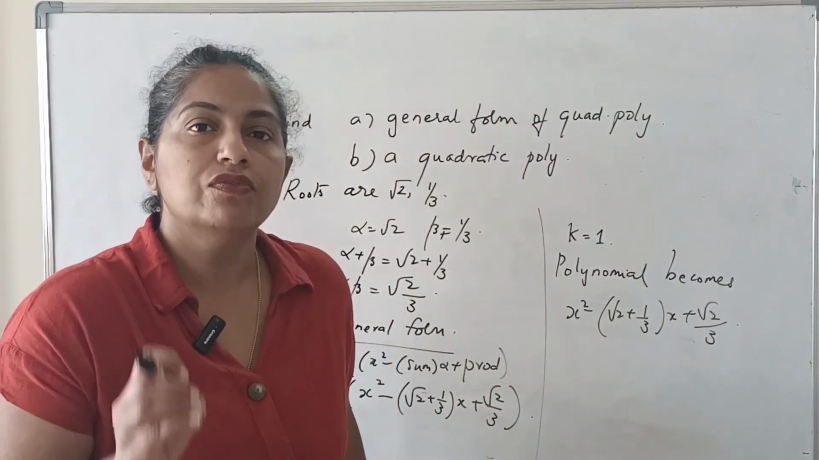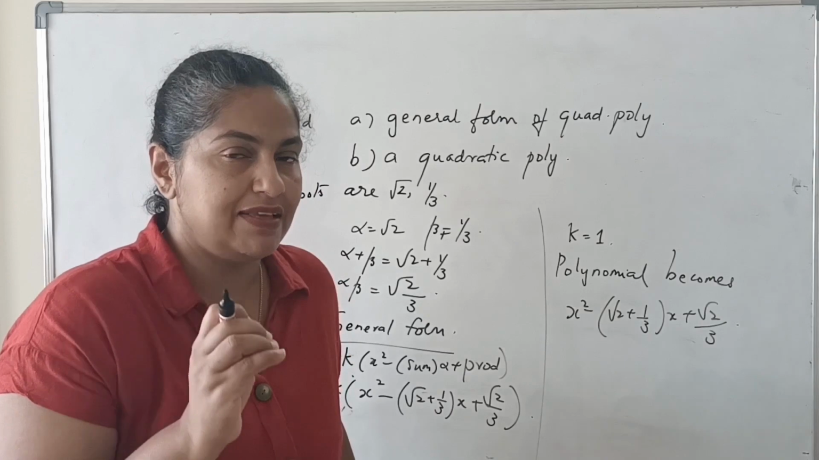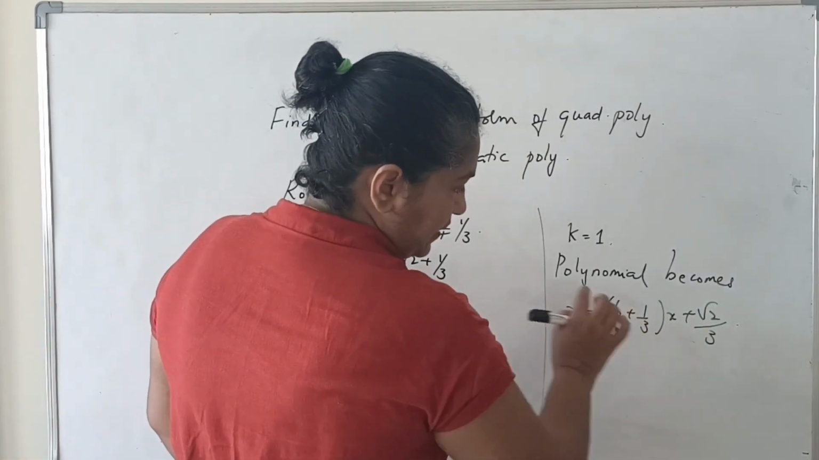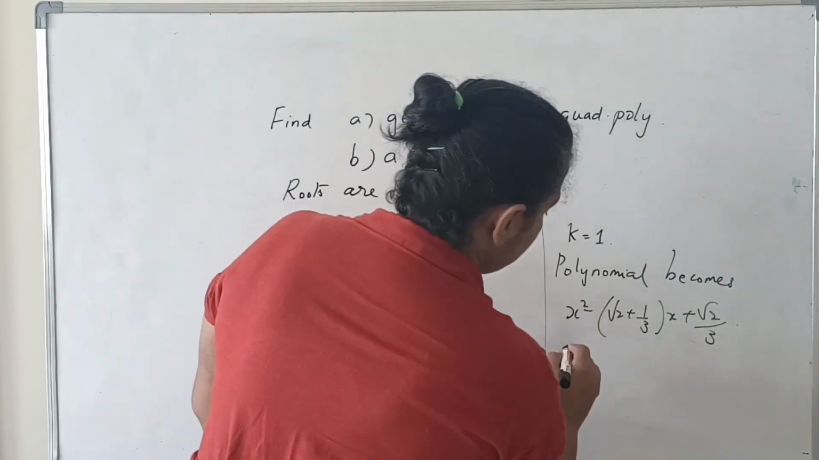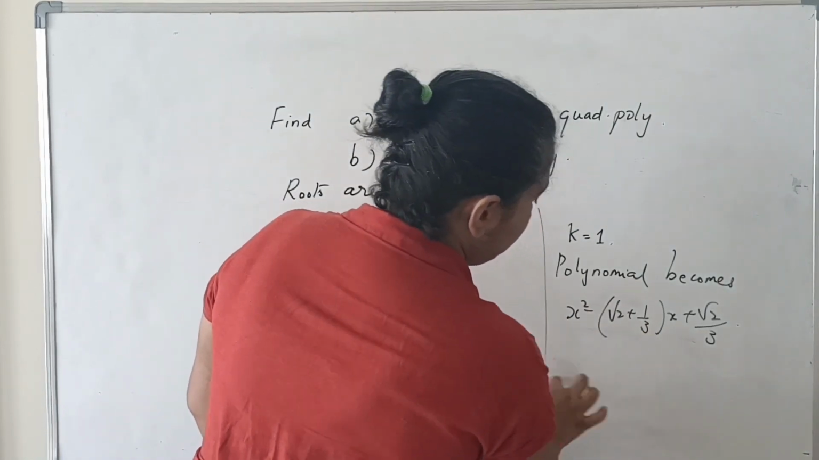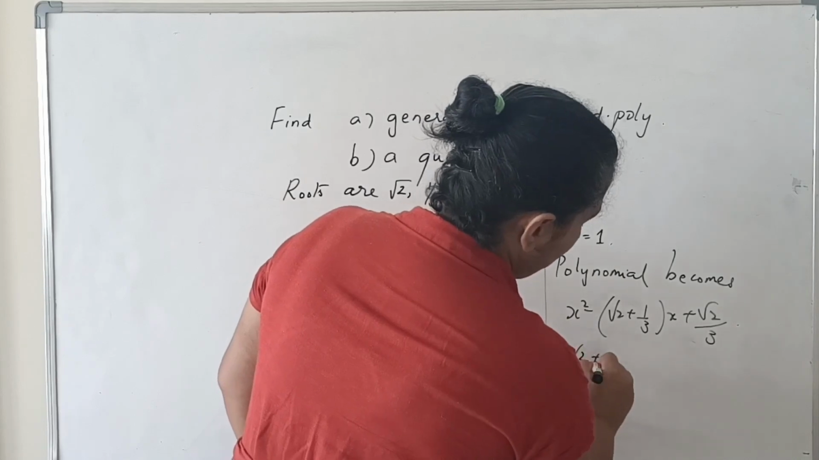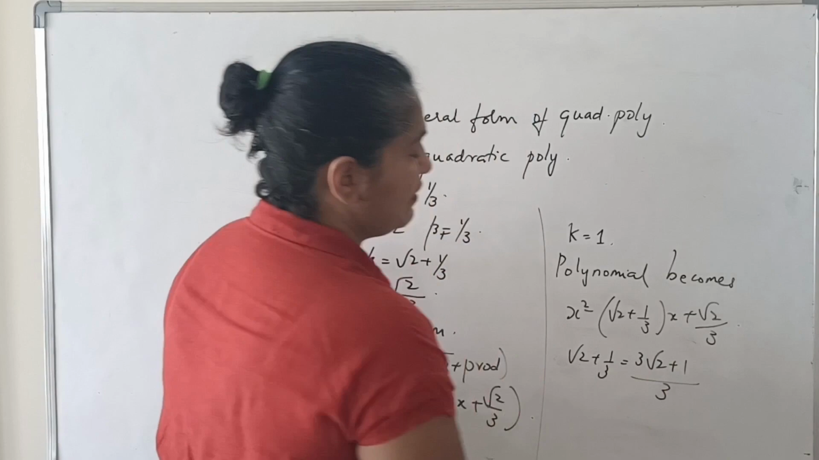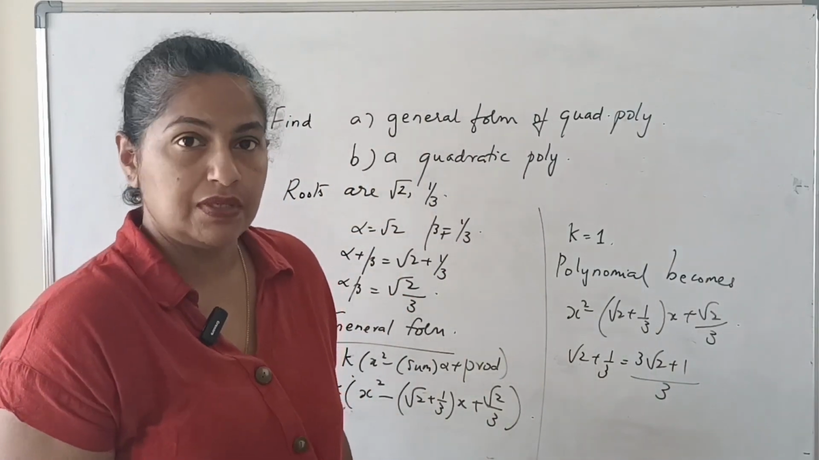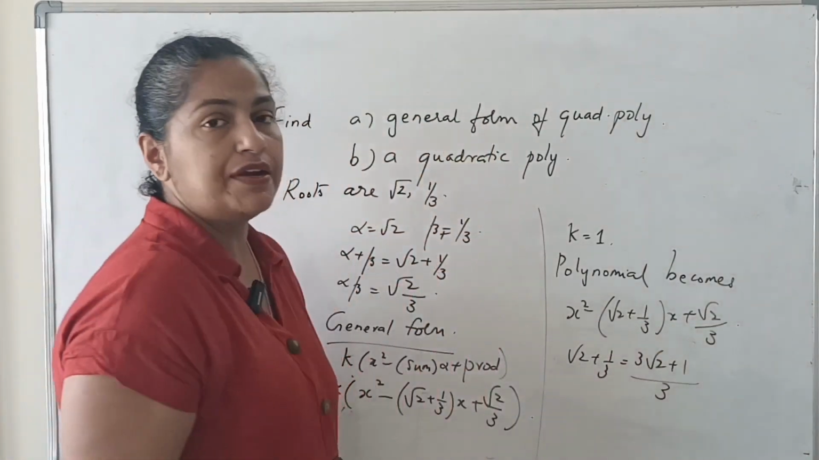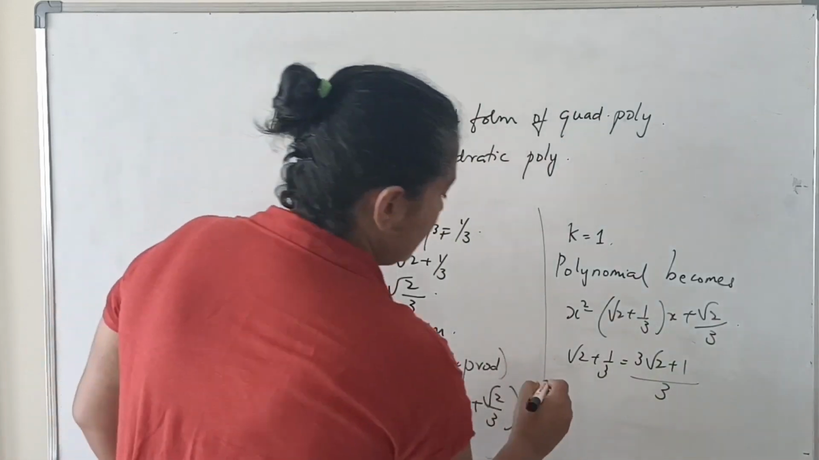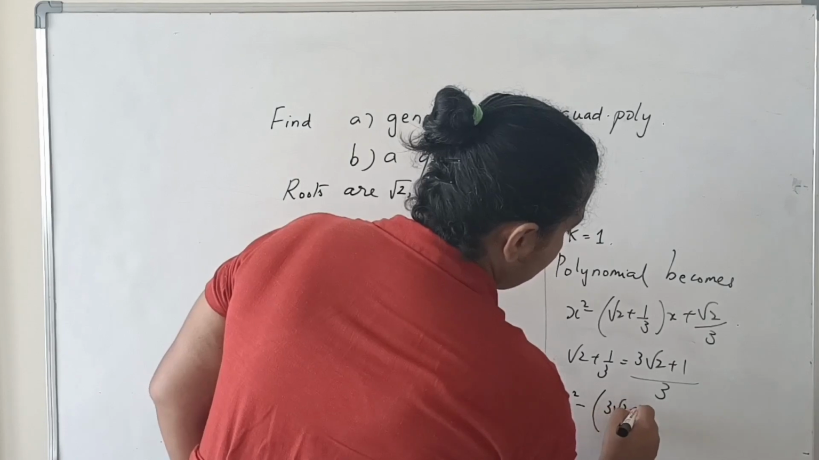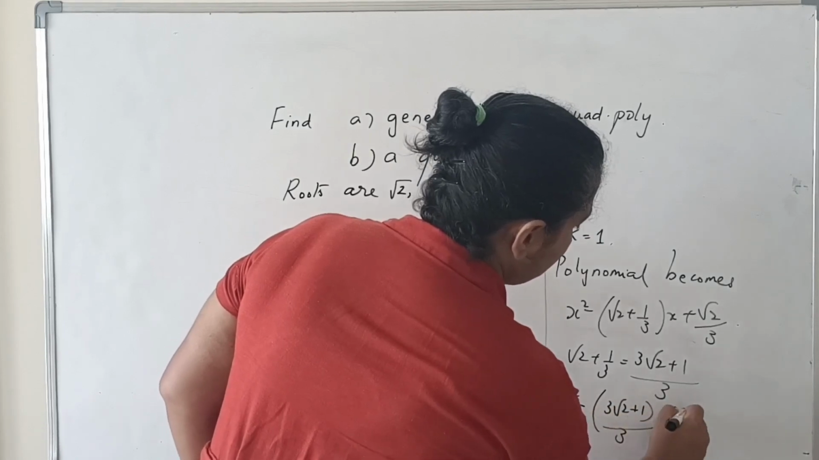Okay, now we need to take the LCM in order to eliminate the denominator, the LCM being 3. So what we will do is that x square, now root 2 plus 1 by 3 is equal to root 2 plus 1 the whole divided by 3. Correct? And root 2 by 3 is a single term, so I am leaving it as such. So basically our polynomial is x square minus root 2 plus 1 by 3 plus root 2 by 3.